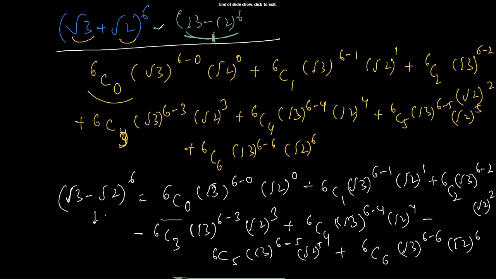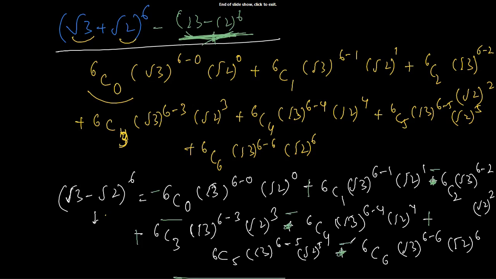So when you have a negative sign outside the bracket, the sign of the terms of the expansion will get changed. The positive terms will become negative and the negative terms will become positive, right? So when you have a negative sign, it means these signs will get changed. So this will be negative, positive, negative, positive, negative, positive, and then negative.